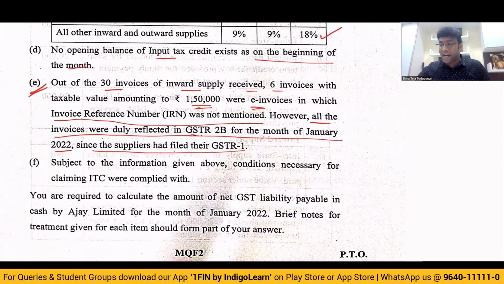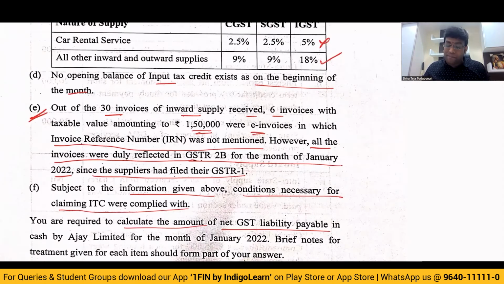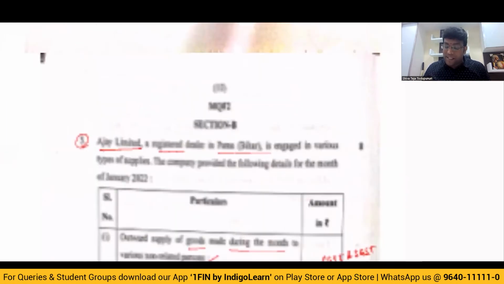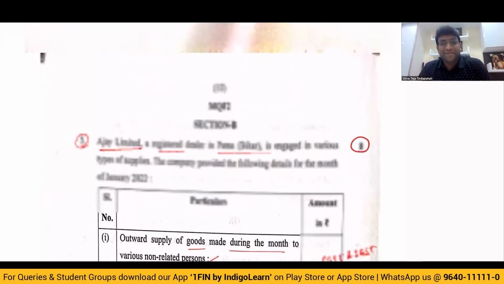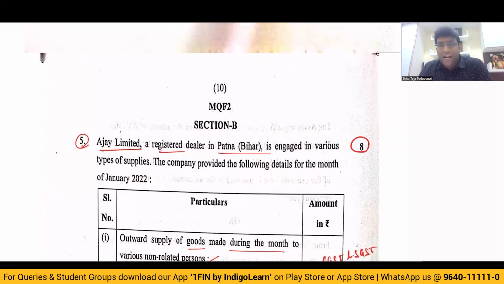Even though the supplier filed GSTR 1 and it is reflecting in GSTR 2B, still we cannot take credit because there is no IRN on the invoice. Once IRN is missing in the invoice, it becomes an invalid invoice. Once the invoice is not valid, there is no question of claiming input tax credit. Subject to information given above, conditions necessary for claiming ITC were compliant. Calculate net GST payable. Net GST means output tax less input tax credit. Set off the credit, you'll get your answer. A very brilliant and interesting question which came in the exam for about 8 marks, my dear friends. Something scoring, not that we can't do it.